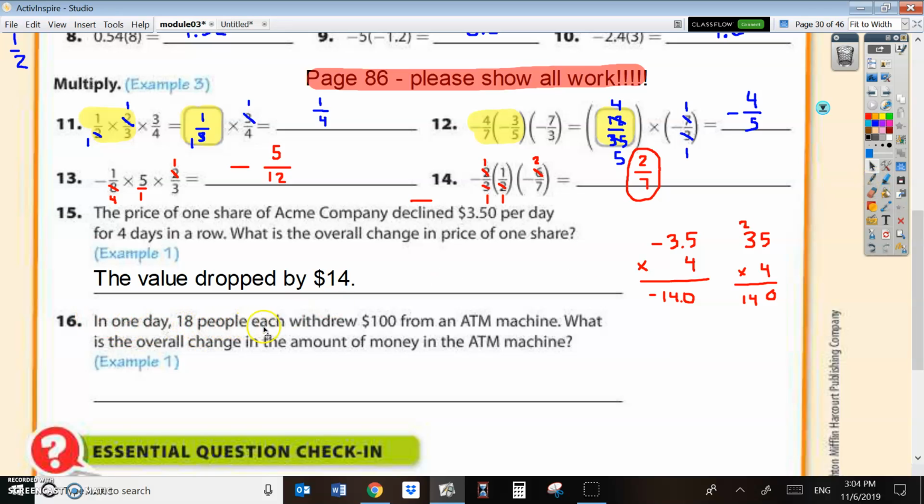In one day, 18 people each withdrew $100 from the ATM. What is the overall change in the amount of money in the ATM machine? Withdrew is negative. So 18 times negative 100 equals negative 1,800, or negative $18,000. Put that in the money right there.